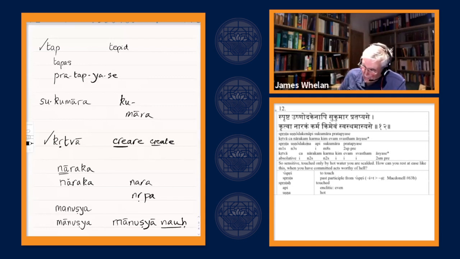By the way, nau, a boat, nautical, the Argonauts, that same nau, our navy, our word navy, is from that same word, the very ancient root nau, meaning boat. So, kritva narakam karma. So, having done narakam karma, an act worthy of hell or deeds worthy of hell.